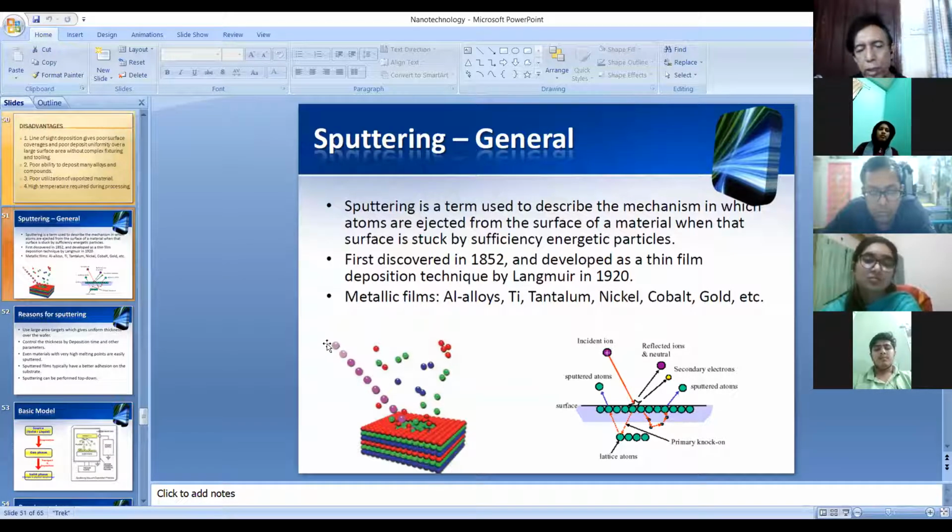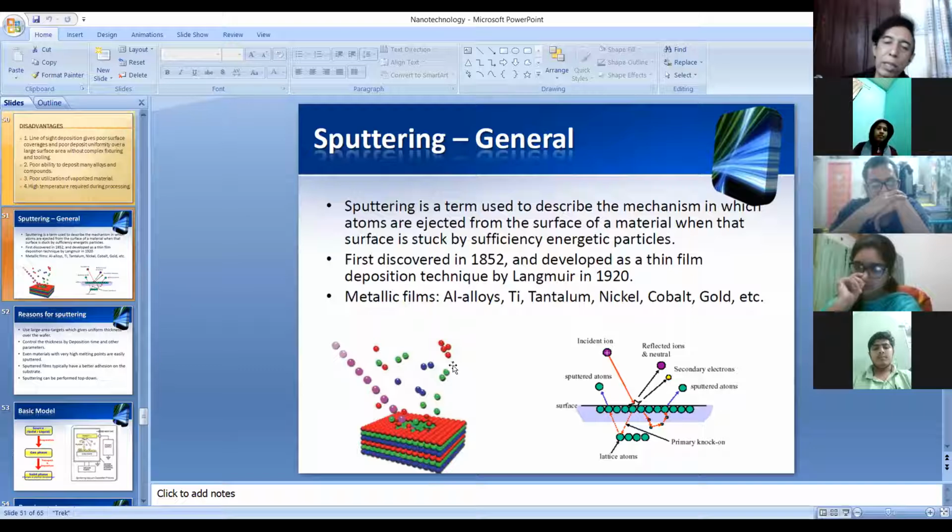Now, for example, this is a particle that bombarded that surface. If it bombards this substance, some of the atoms of this substance will be displaced from their position and will go out. And these atoms will be deposited on the substrate. If you place a substrate here, these atoms will be deposited on the substrate. That is called sputtering.